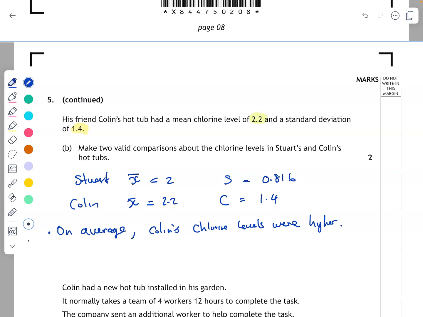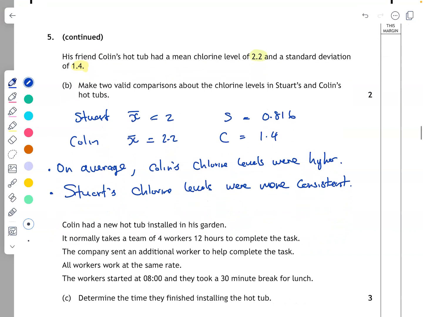Now let's do one relating to the standard deviation. Stuart's standard deviation was 0.816, Colin's was 1.4. So Colin's standard deviation was higher, Stuart's was lower. Again, it depends which angle you want to come at it. You could say Stuart's chlorine levels were more consistent throughout the week, or you could say Colin's chlorine levels were more varied or more spread out. I'll go with the first one. So second comment, Stuart's chlorine levels were more consistent. A smaller standard deviation means that the chlorine levels were clustered closer to the mean. So there's the two marks there.